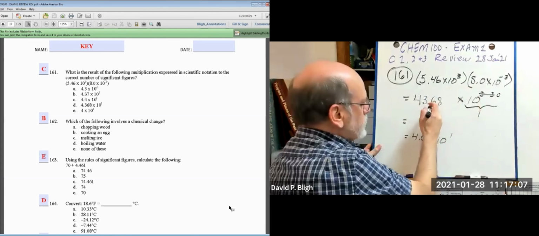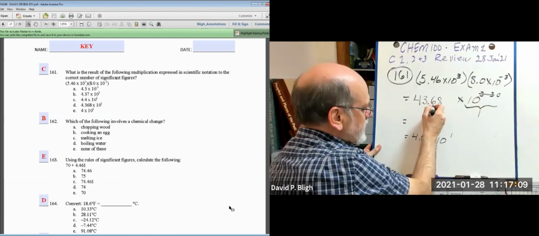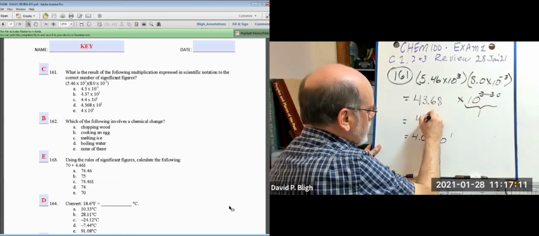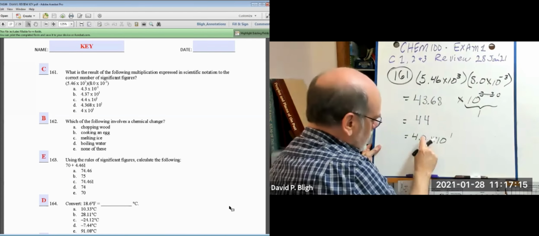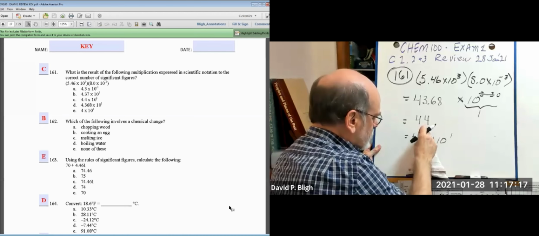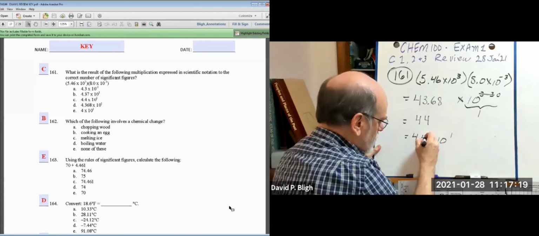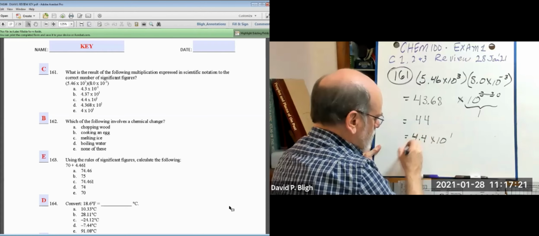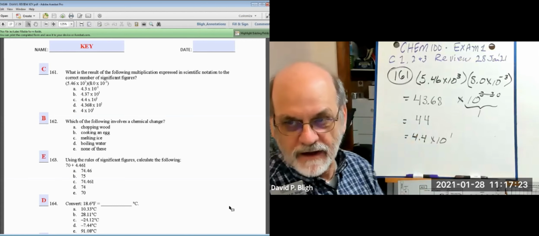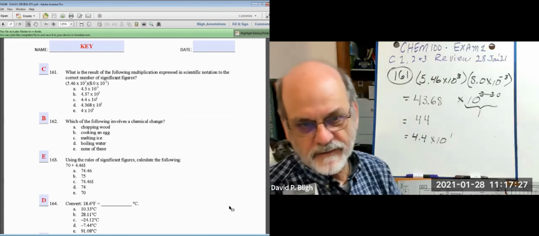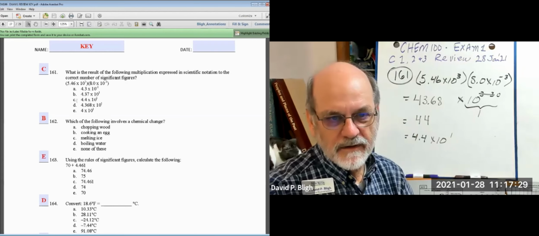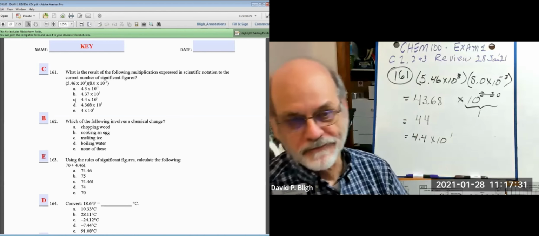Now we can keep 2 here. So that's 6. That makes this one 44 times 1. So now we move it over 1 place. There we go. 4.4 times 10 to the first power. That's why C is the answer. Okay?